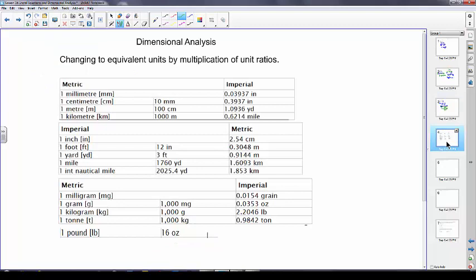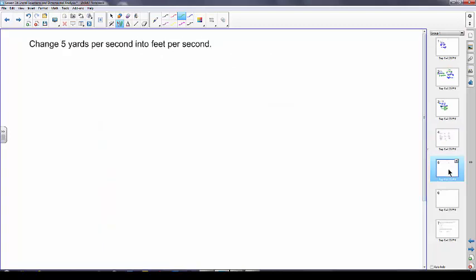Now, what dimensional analysis basically is, it's a process of changing to equivalent units by multiplications of different ratios. And here are some known equivalents that we know about in metric and standard US type measurements. So what we're going to do is we'll do the first example, and I'll show you how we go about this. We're going to change 5 yards per second into feet per second.